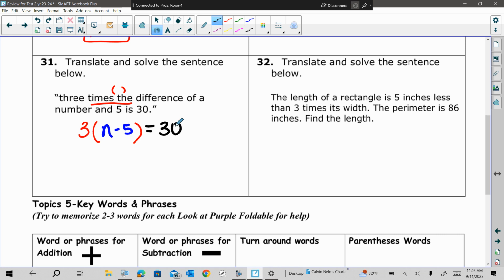Now, because we have parentheses, what do we need to do first? Distribute the 3. We got to distribute the 3 first. 3 times n gives me 3n minus 3 times 5, 15, equals 30.